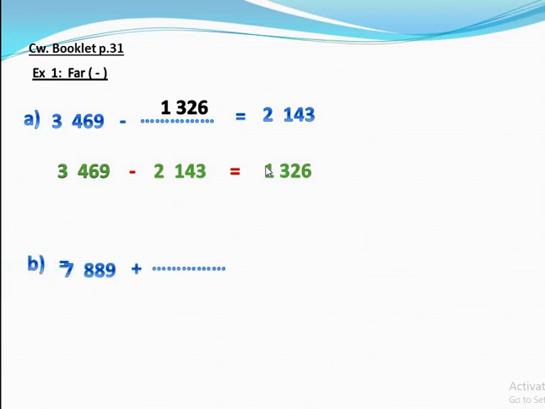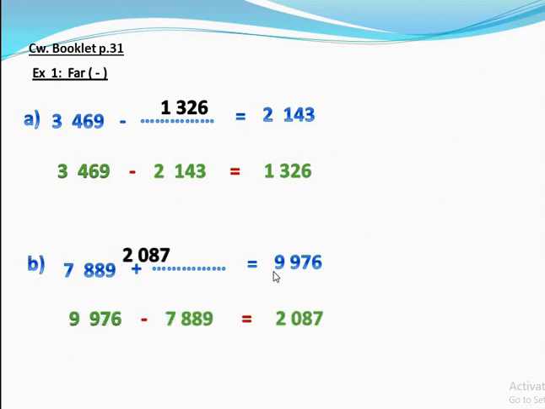Letter B, 7889 plus space equals 9976. So here also we have a space. So these two numbers are far numbers. So if we have far numbers, we are going to subtract. In subtraction, big number minus the small number. So 9976 minus 7889 will be 2087, and this is the missing number. Okay.